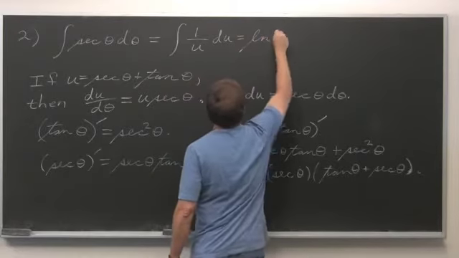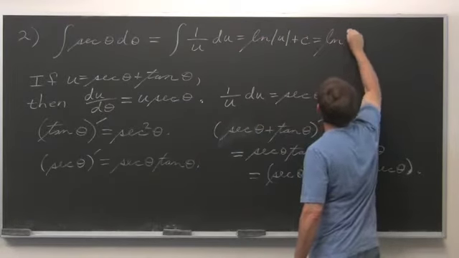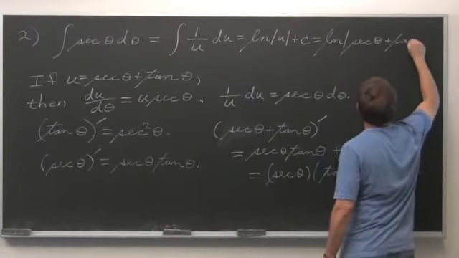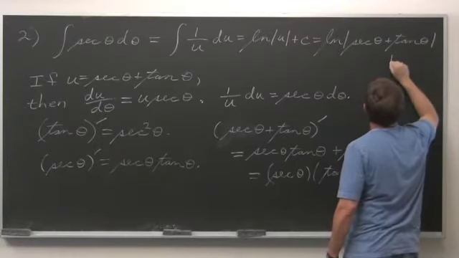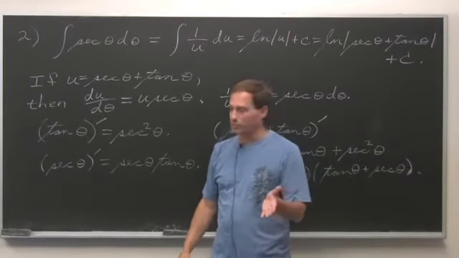That's the natural log of the absolute value of u plus a constant, and that's the natural log of the absolute value of secant theta plus tan theta plus a constant. So that's the integral of secant of theta.